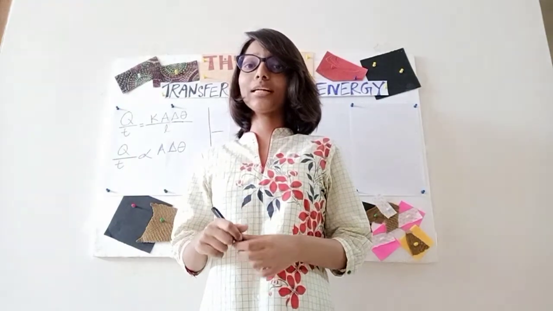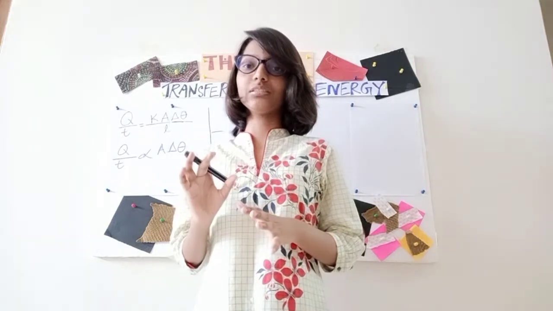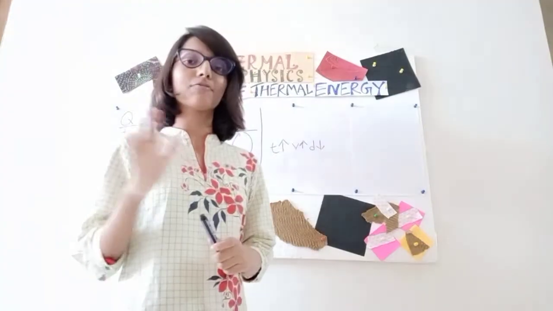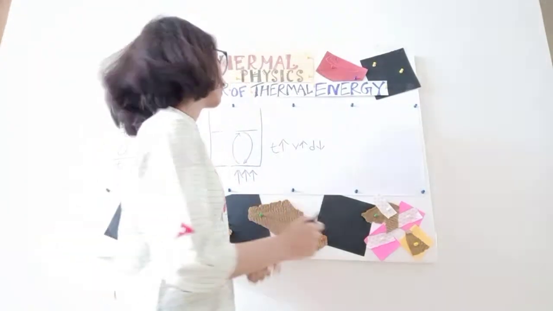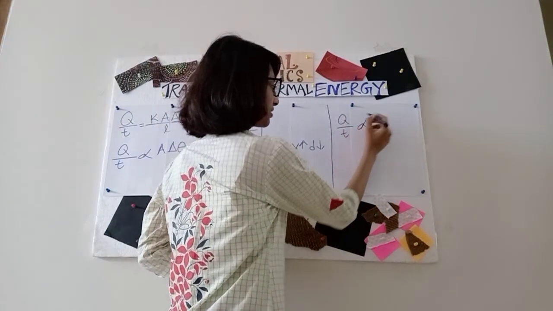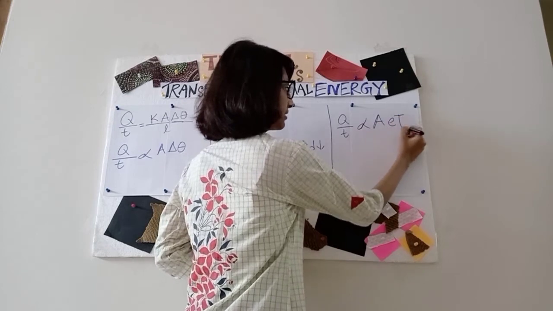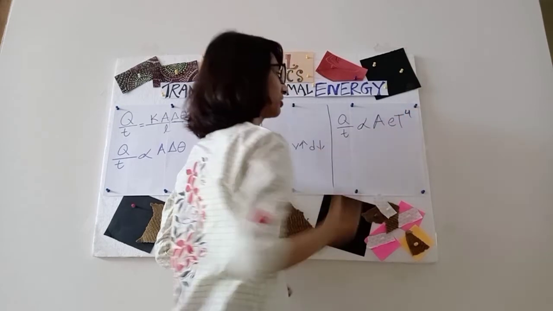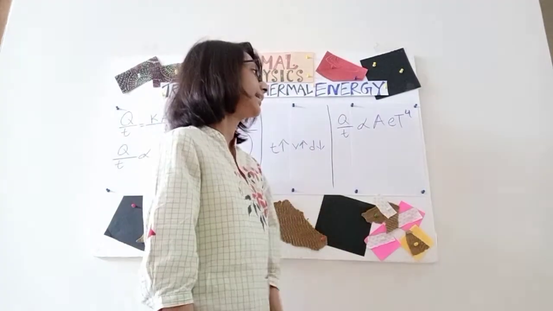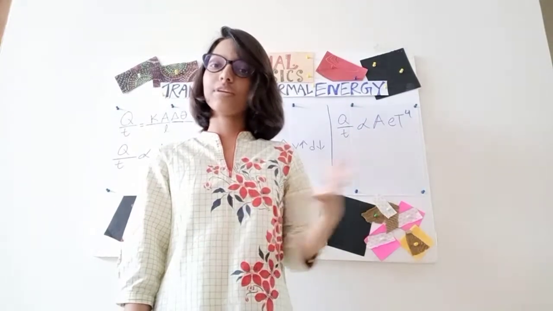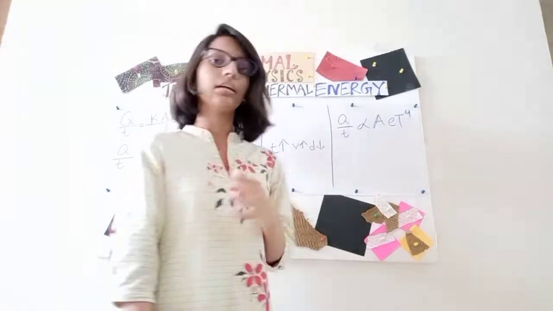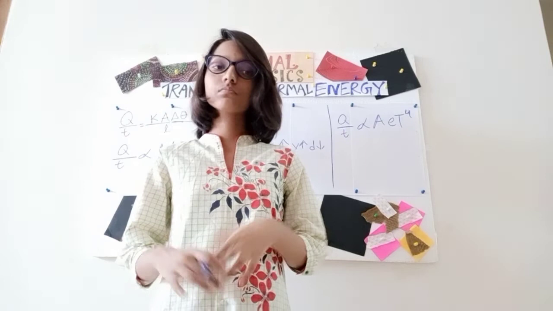Alright, before we go more into this, because it is seeming very cool, let's look at the formula for the factors that affect the rate of heat transfer through radiation. So it is Q by T is proportional to A E T power 4. I hope you understand my handwriting. Alright, so the first thing is A, which is the surface area. So yes, the more the surface area, the more the heat loss.